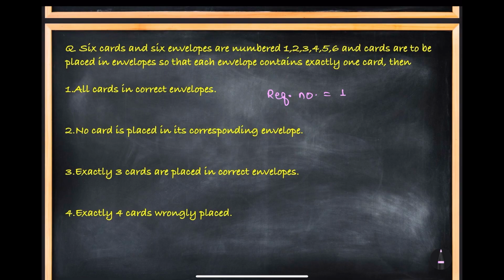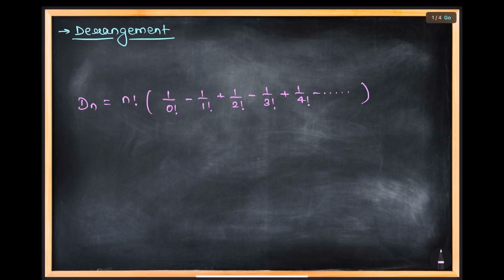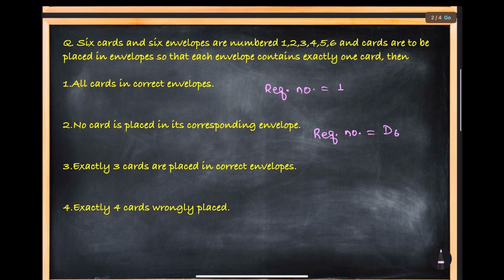Now, no card is placed in its corresponding envelope. So we have to derange all these 6 cards into 6 envelopes. So can I write D6? In place of n, I will place 6 and then we will get the answer. Okay.